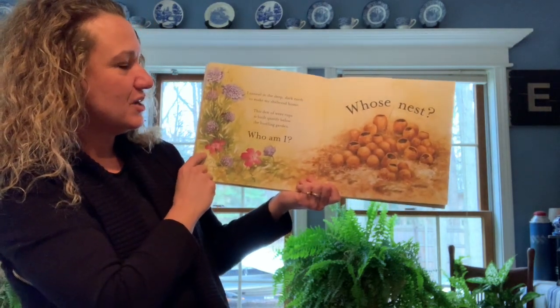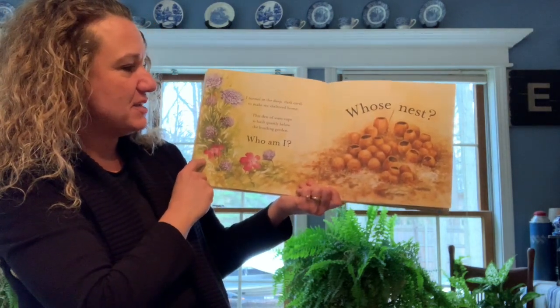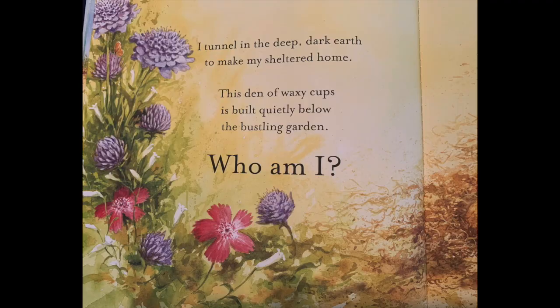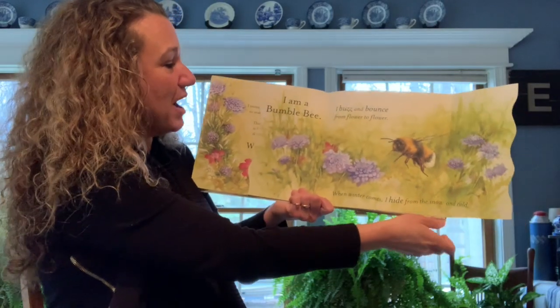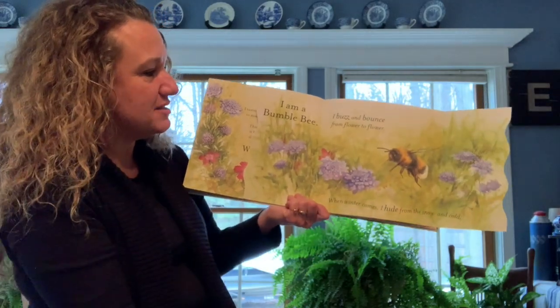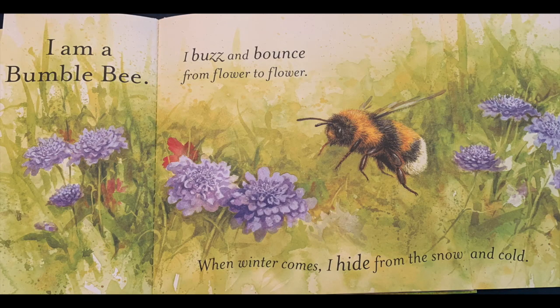Ooh. I tunnel in the deep, dark earth to make my sheltered home. This den of waxy cups is built quietly below the bustling garden. Who am I? Whose nest? I am a bumblebee. I buzz and bounce from flower to flower. When winter comes, I hide from the snow and cold.